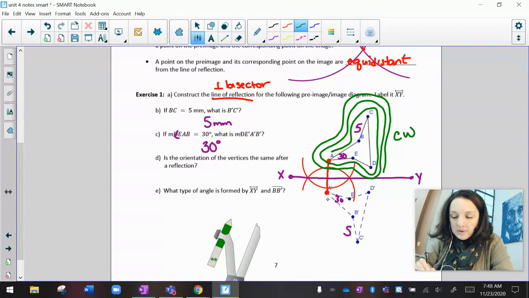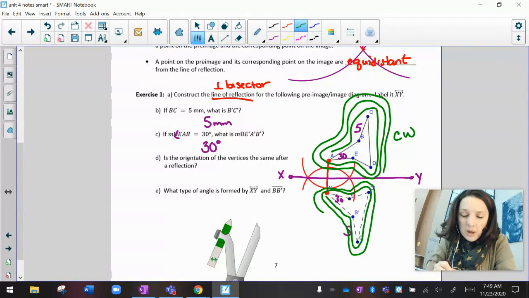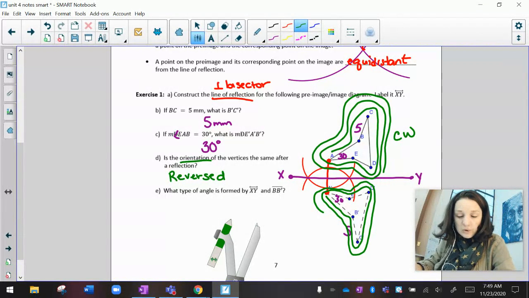If I want to name A, B, C, D, E down here, A is here, B is there, C, D, E. I'm going the other way. I'm going counterclockwise as I go around that shape. So the orientation is reversed. We went from clockwise to counterclockwise.